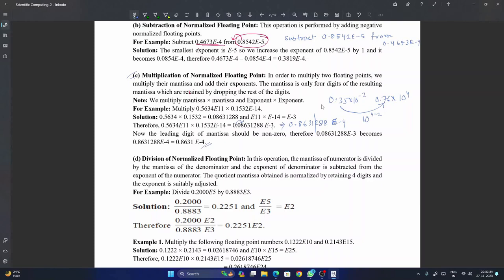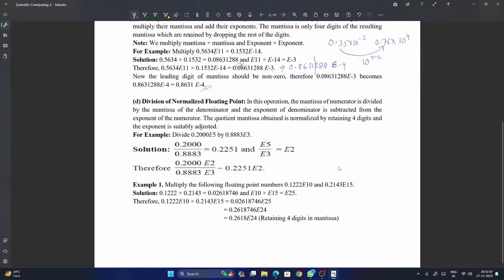A similar pattern follows for the division also. In the division also, just divide the mantissas and then divide the exponents, and in the division you will get the difference of the powers of the exponents. Like here these two numbers are 0.2000 and 0.8883. After division these two numbers give you this type of value, 0.2251, and if more digits are there, since you have a 4-digit mantissa, it will neglect all the values and it has E2. So that is the value.